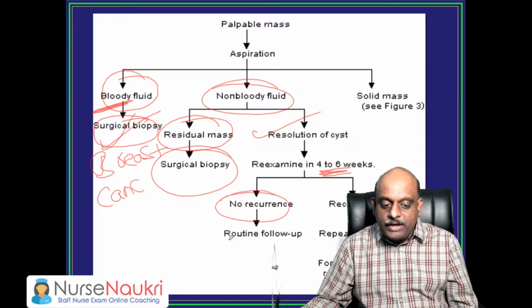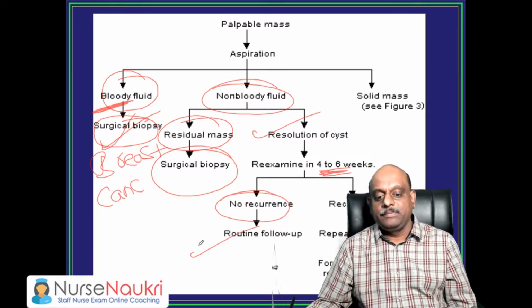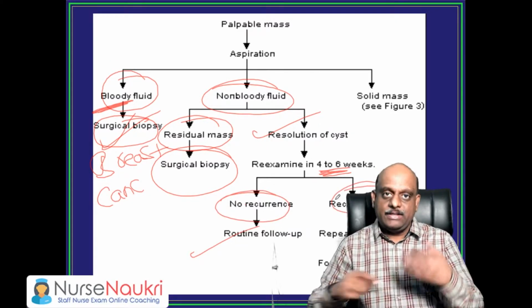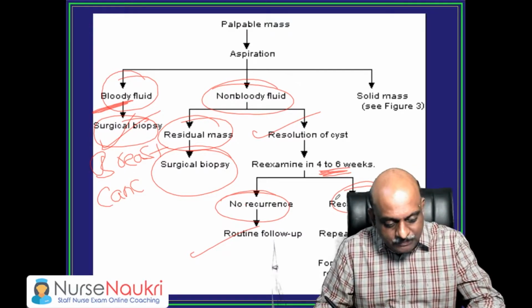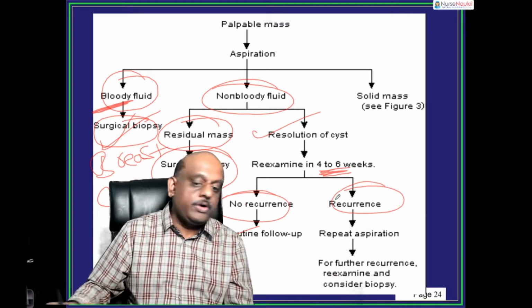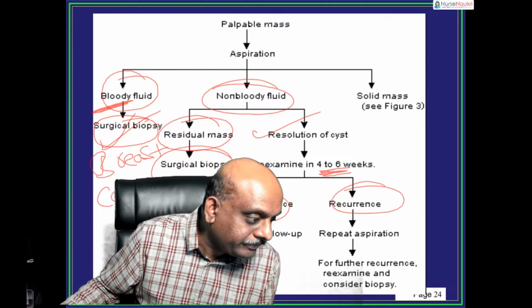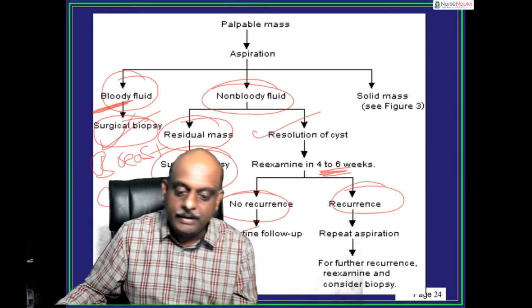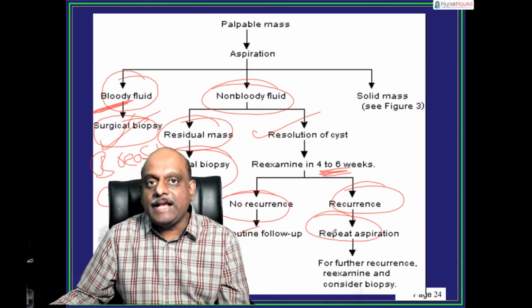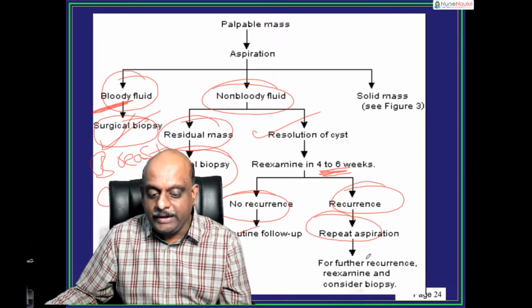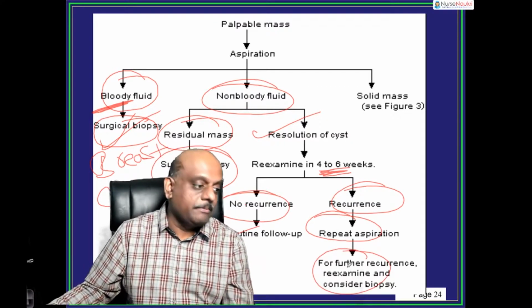So if there is no recurrence, then you need to do follow-up. And suppose if there is a recurrence once more after 6 weeks, then what do you want to do? Repeat aspiration you need to do, and you need to consider the biopsy.